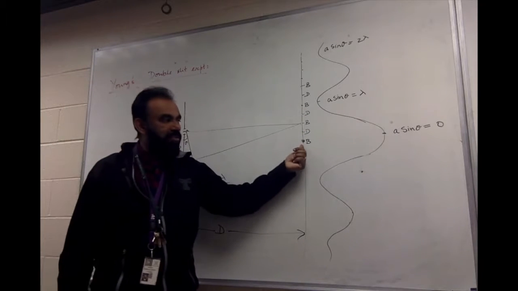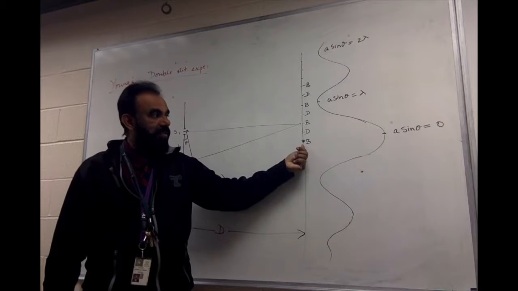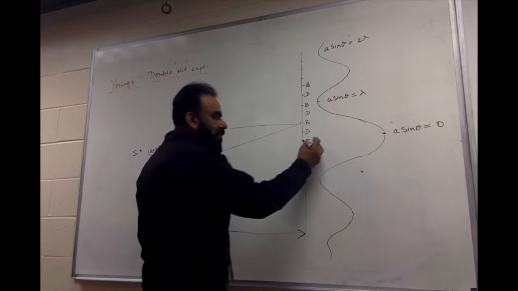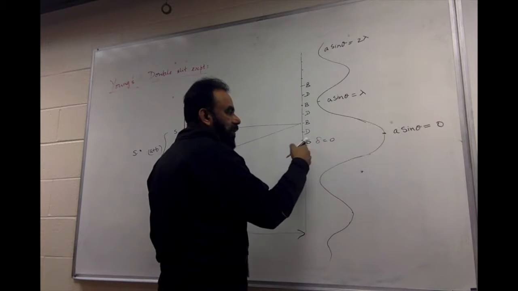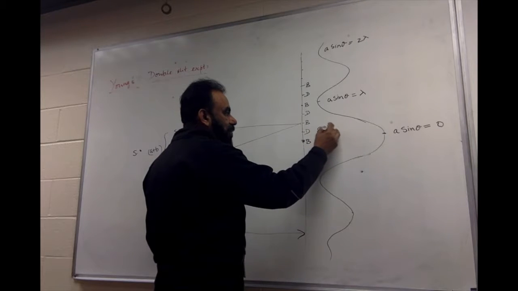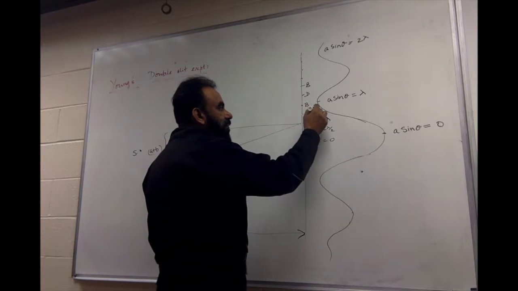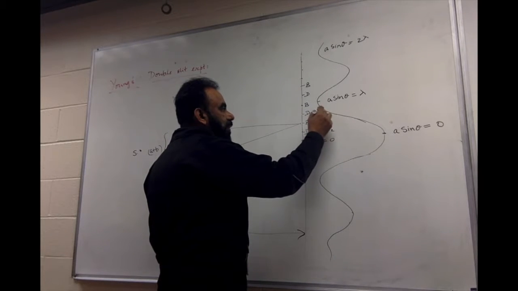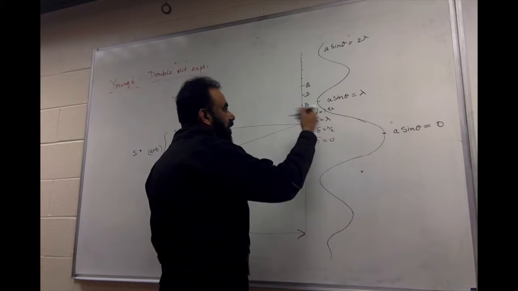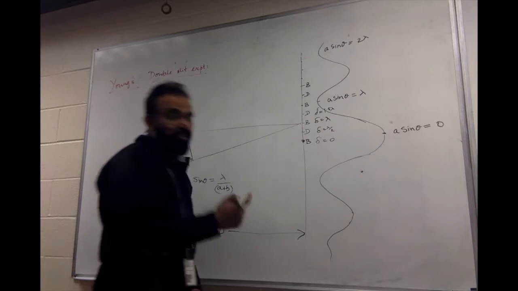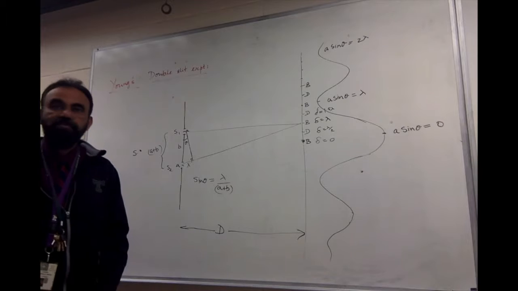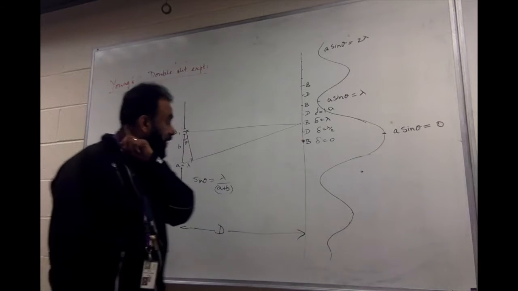So when the path difference is 0, it's bright. When the path difference is lambda over 2, it is dark. When the path difference is lambda, it is bright. When it is 1.5 lambda, it's dark. When it's 2 lambda, it's bright. That's how it goes. For the interference, that is the condition. So look at this.